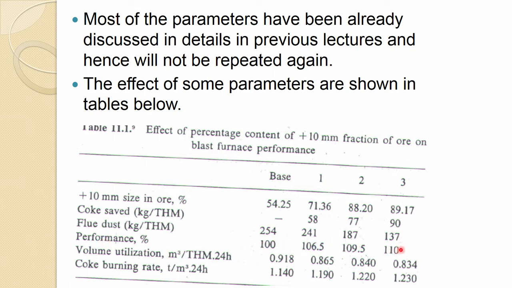Performance increases from 100 to 110% of the blast furnace. Volume utilization, meter cube per ton of hot metal, is almost 0.83 from 0.91 in 24 hours, and the coke burning rate also decreases per ton per meter cube from 1.1 to 1.2. So one can see the benefits of having a closed size range of this burden, and plus 10 millimeter in the size range, having more percentage in it.